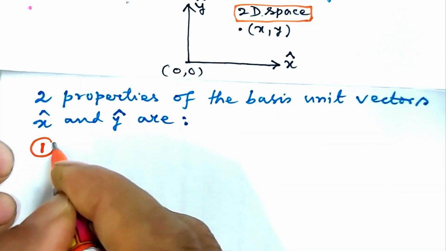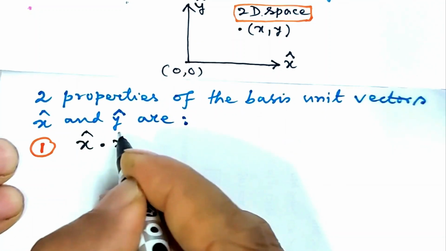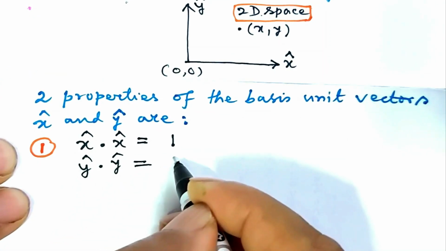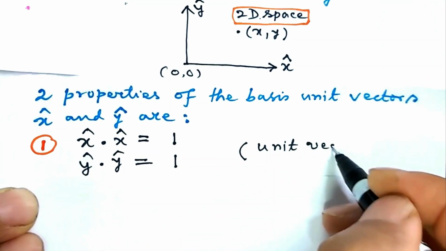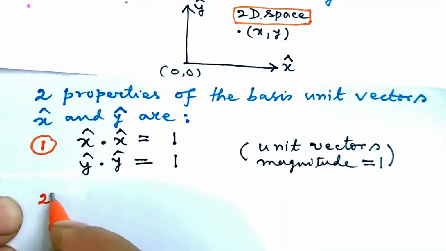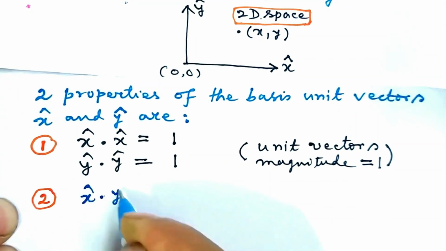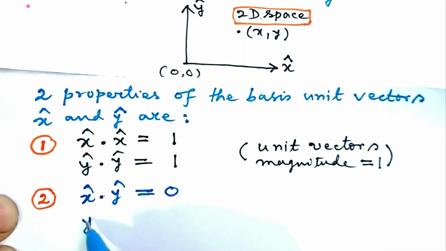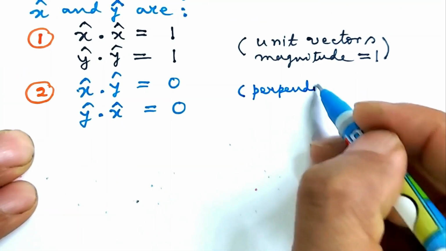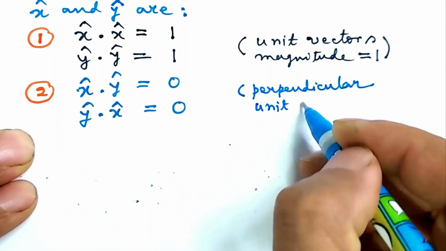Number one, x hat dot x hat is unity, y hat dot y hat is unity. So x hat and y hat are vectors of unit magnitude. Number 2, x hat dot y hat is 0. Y hat dot x hat is 0. This is because x hat and y hat are perpendicular to each other.